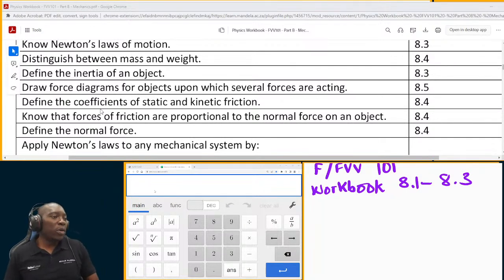So for today we'll start with FVV 101 questions from section 8 of the workbook. We'll look at these questions through to section 8.3, then I'll switch over to the PHYV practice quiz questions from the module side.